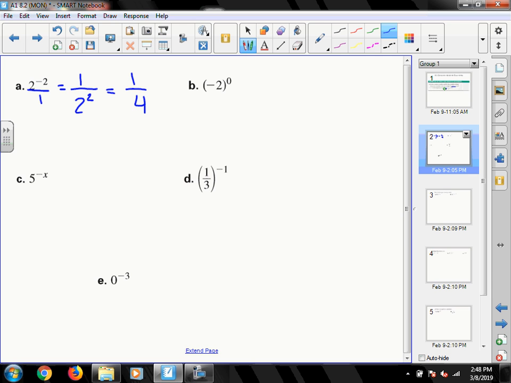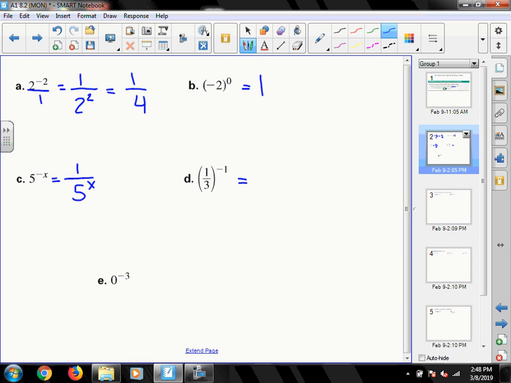Looking at B, I have negative 2 to the 0. So if you have a 0 exponent, it's 1. Not much to think about there. C, again, going to that negative exponent, I have 5 to the negative x. This is in the wrong position in my fraction, so I have to go 1 over 5 to the x. So it changes that to positive. Nothing else changes. Just change that position and change the sign on your exponent.